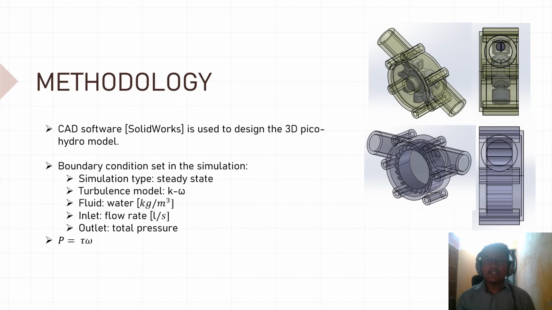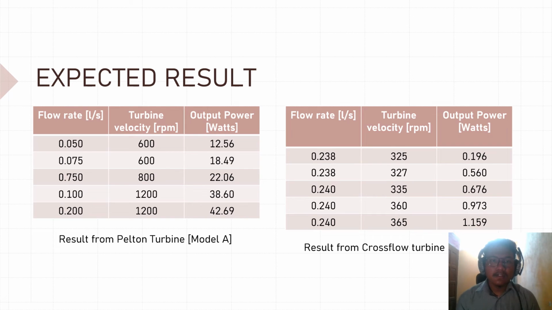So from the simulation, the input is the flow rate, and the output will be the rotational speed and the torque that was produced by the turbine. By using the formula P equals torque times omega, we can calculate the power generated by the Pico-Hydro system. This is the expected result for this study.